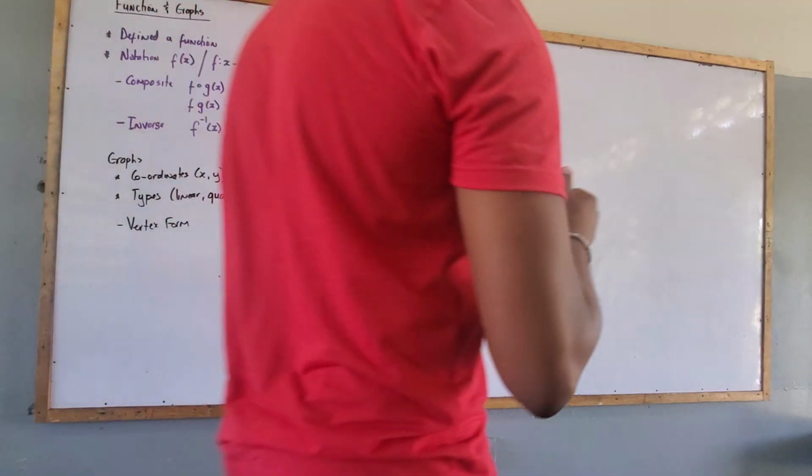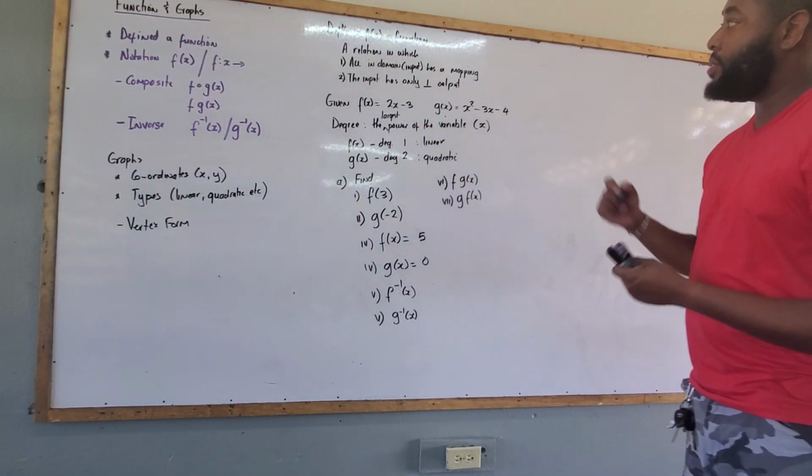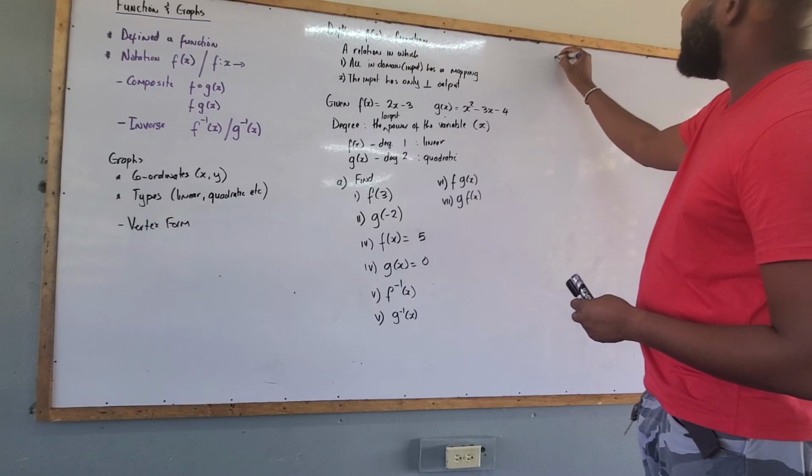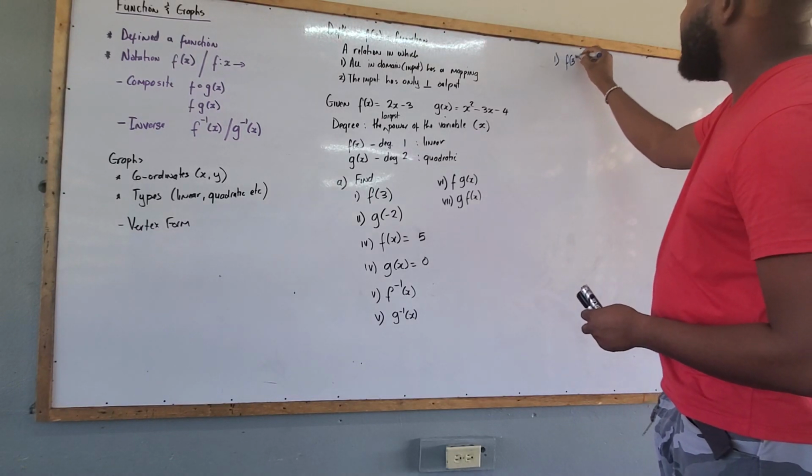Alright, so now that we're ready to go, let's roll. So hold for the inside, so I'm blocking a little bit. So first one is f of 3.